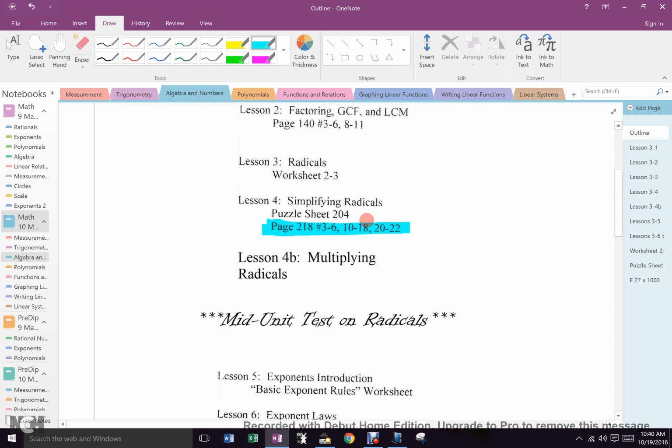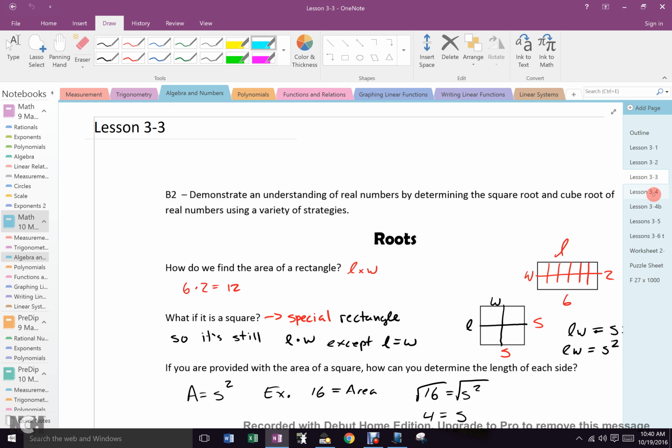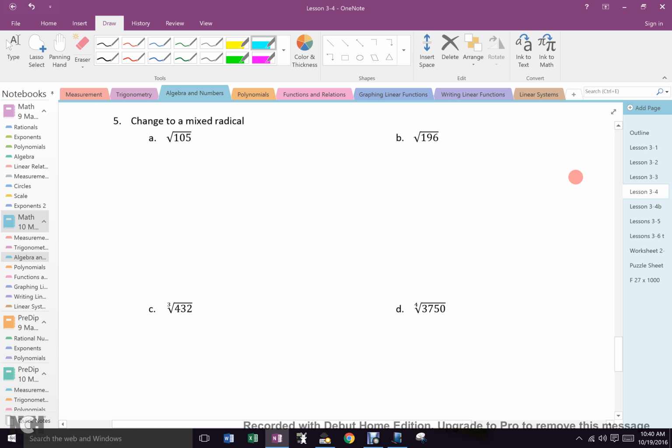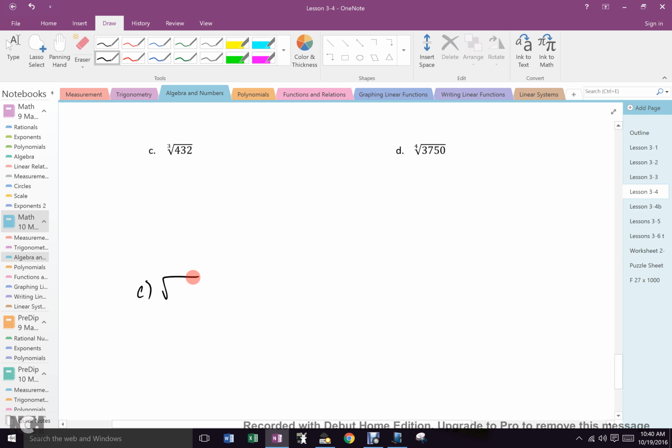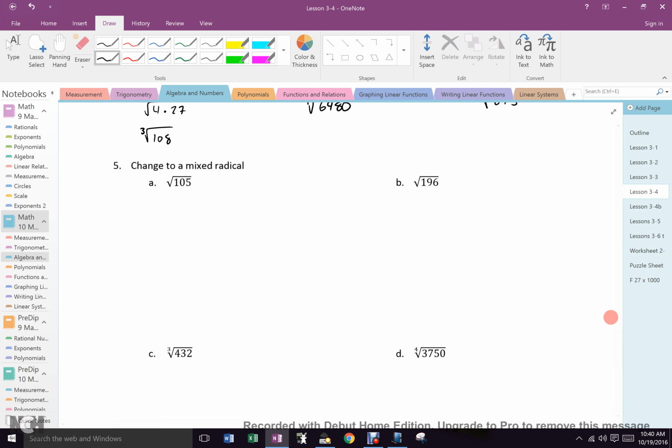So you're going to do page 218, but after you have done A, B, C, D, and you guys apparently have an E and an F. What are they? What's E? Root of 384. And what's F? Minus 2 square root 180. Okay. So you guys go ahead and try these.